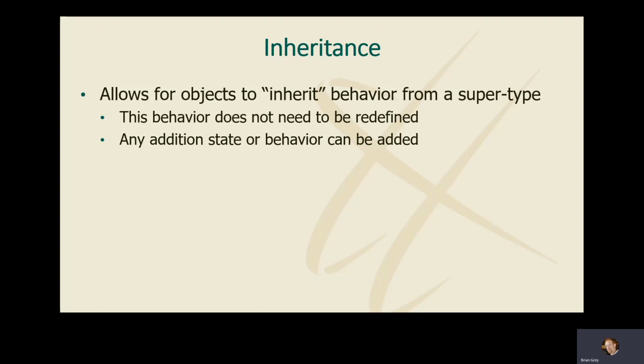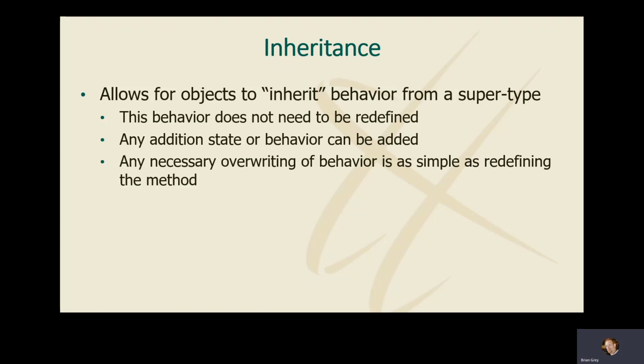You just need to add any additional state or behavior that you want to it and alter what exists as you need to. So if you want to overwrite behavior in a supertype, all you have to do is redeclare a method like you did in the original supertype class, and then just give it the new behavior. So this is why the dunder init works the way it does.